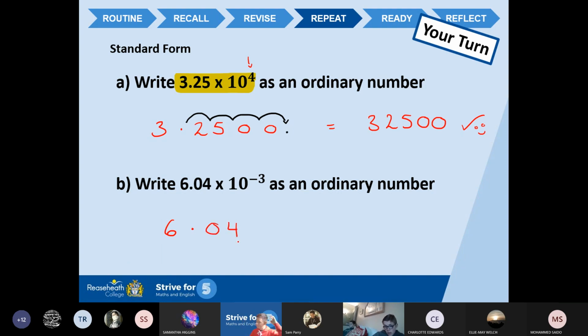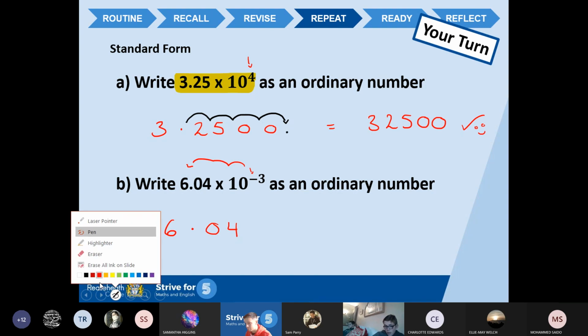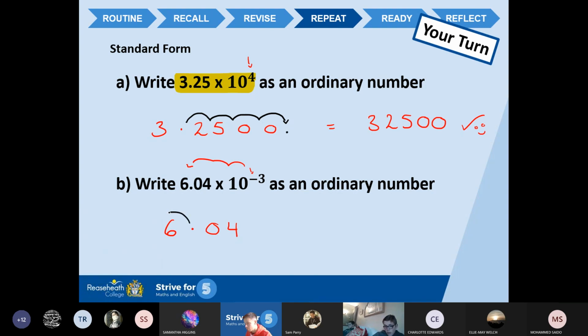6.04 times 10 to the power of minus 3. So the decimal point needs to jump 3 places, but to the left this time because it's a minus 3. It's a small number, so that means we're going to go this way. Okay, I'm going to change my pen to black. 1, 2, 3. So that's the decimal point now.